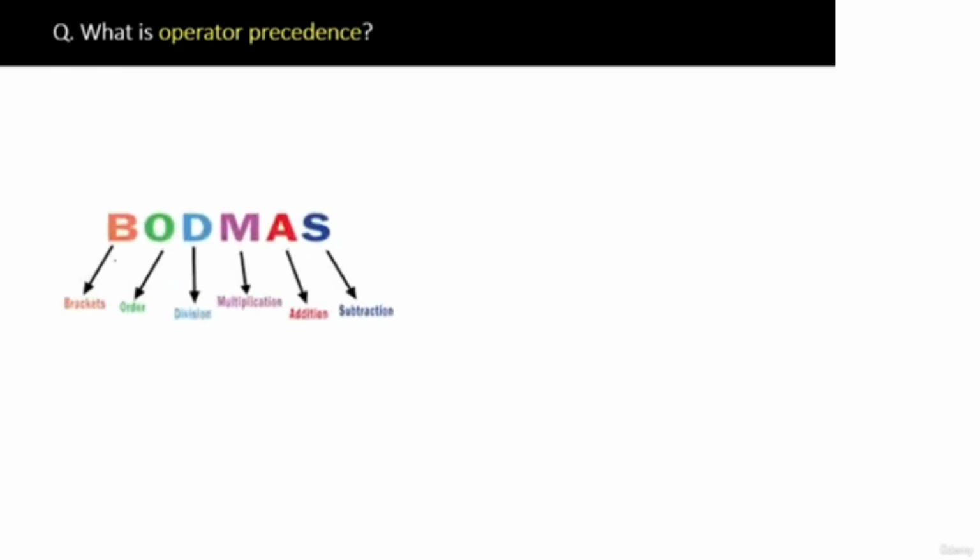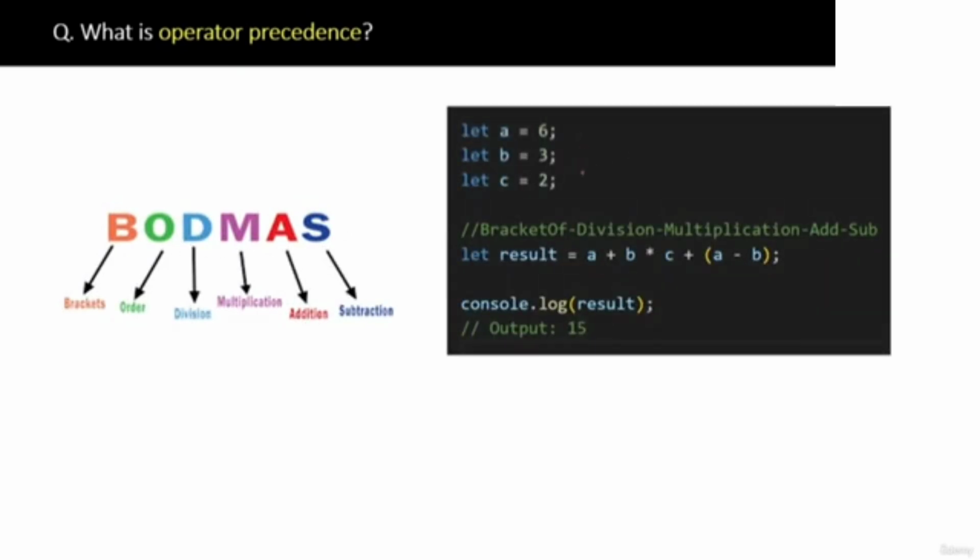What is operator precedence? Very short and simple question. If you remember the BODMAS rule, then you already know this. Here is the code. As you can see, we have three variables a, b and c. Now how will this expression be evaluated? Shall we do a plus b first or a minus b inside the bracket first?